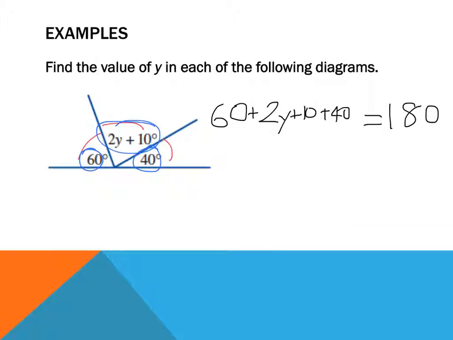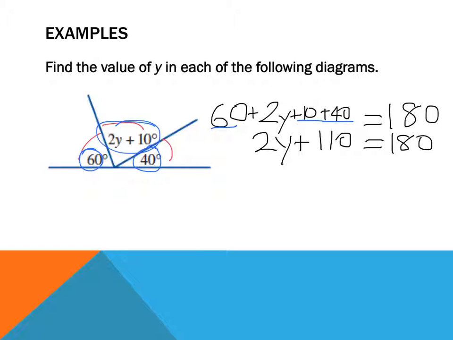Now I can simplify that. I have some like terms in here. I've got a 60, a 10 and a 40. Okay, so I can simplify that. I can write 2y plus 60 plus 10 is 70 plus 40 is 110. Okay, 2y plus 110 is 180. So this one's taken an extra step. I've had to group some of these like terms before I can move on.